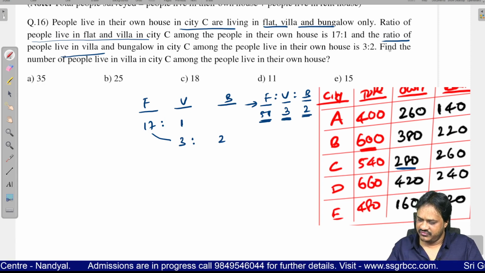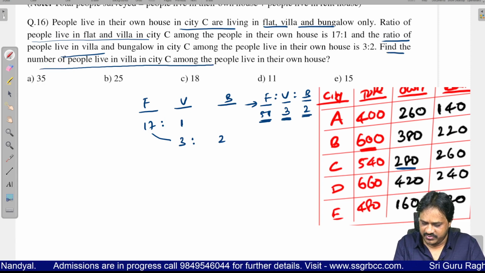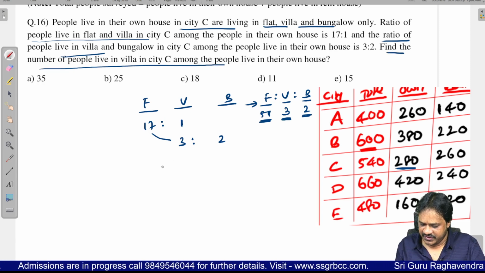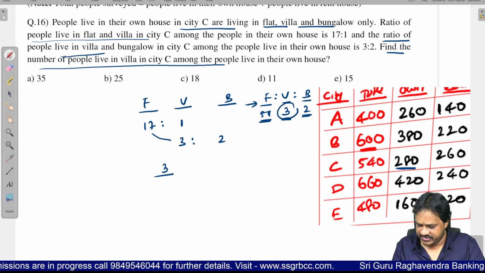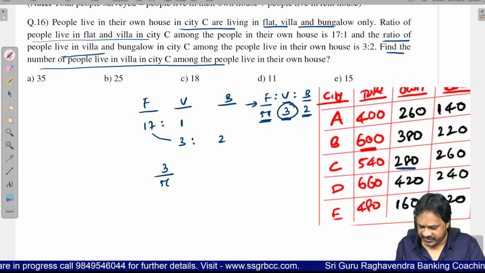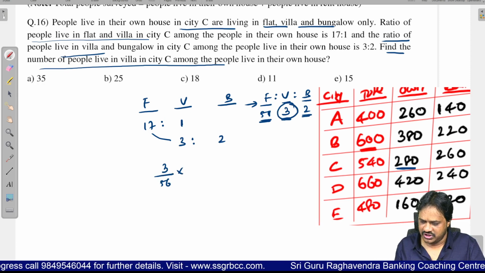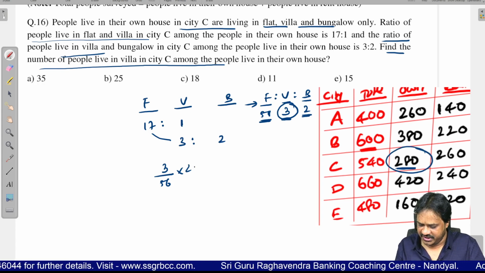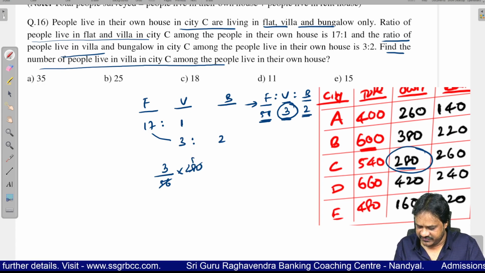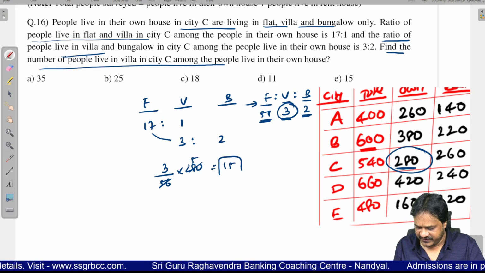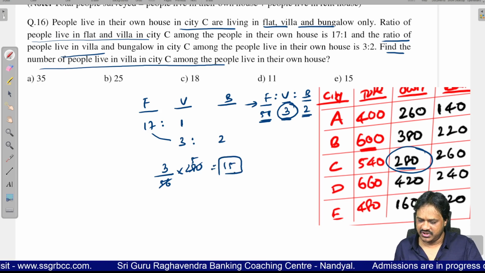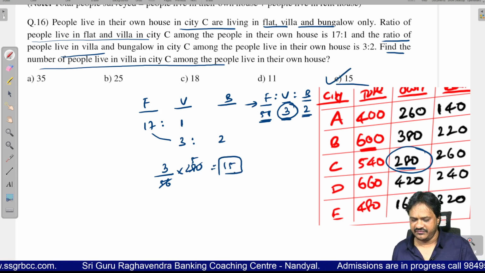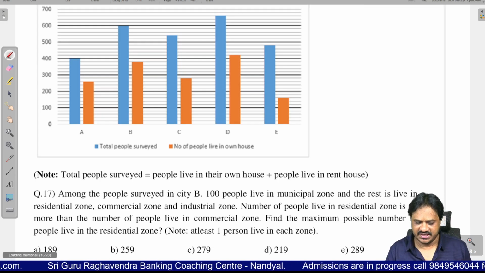Now find the number of people living in villa. So 3 parts for villa, total 56, into total people living in C in their own house, that is 280. 56 fives, the answer is 15. So 15 people are living in villa. Option 5. Let us see the next question.